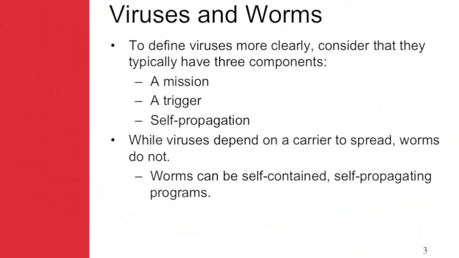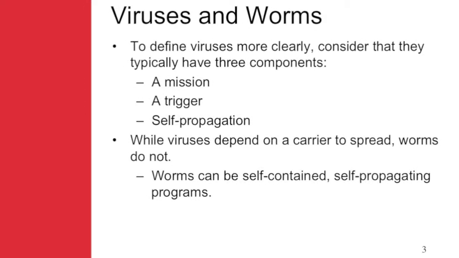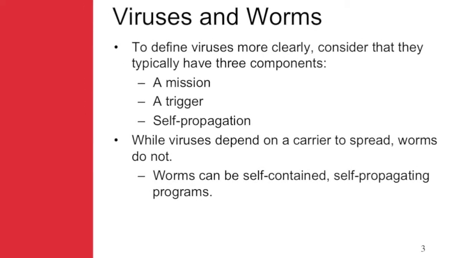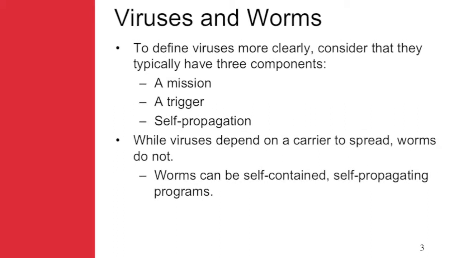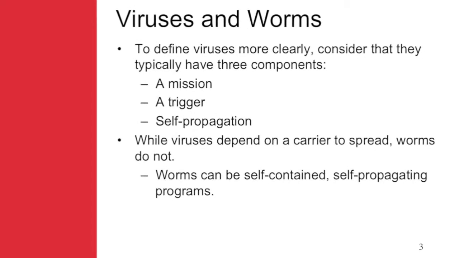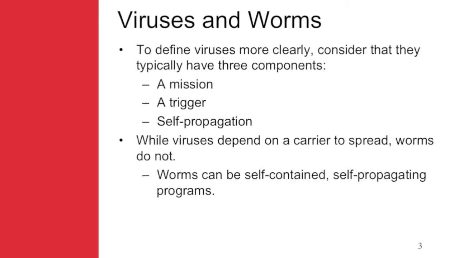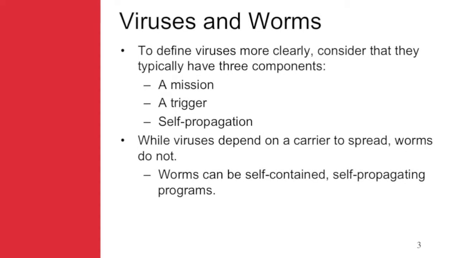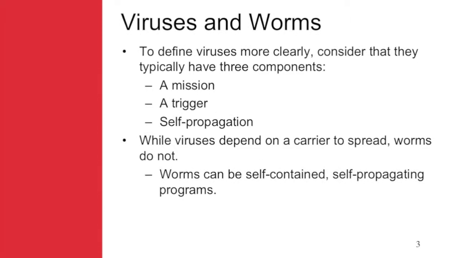A computer program with the ability to regenerate itself is called a virus. A virus may or may not harm the infected computer. Viruses may lie dormant for some time before they attack the infected host machine. A worm is a self-replicating application that requires no user action for reproduction. Viruses usually require human interaction in some way, whereas worms do not. To define viruses more clearly, consider that they typically have three components: a mission, a trigger, self-propagation.